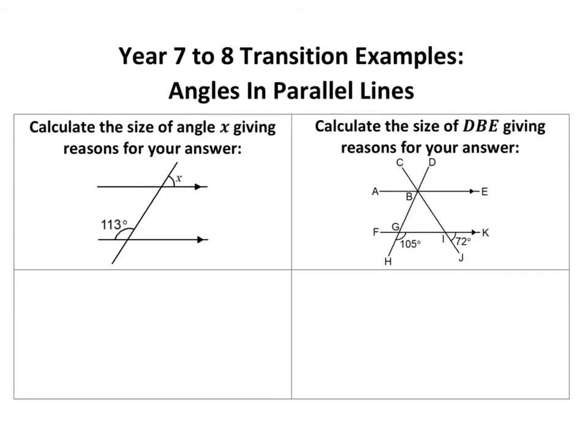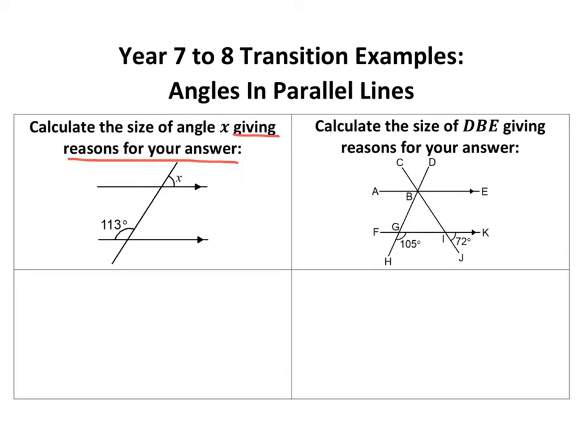Right, we're going to look at angles in parallel lines here. Now, there are a few properties you need to be aware of, okay? Those properties are where it says give reasons for your answer. The giving reasons for your answer bit basically means you need to name some properties, okay?